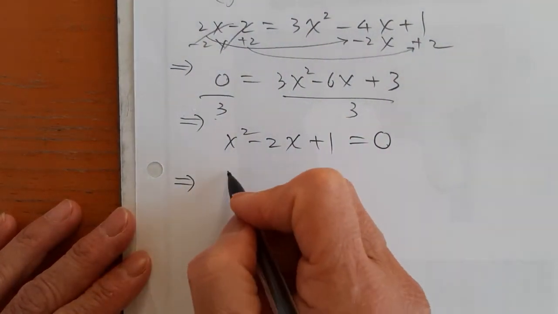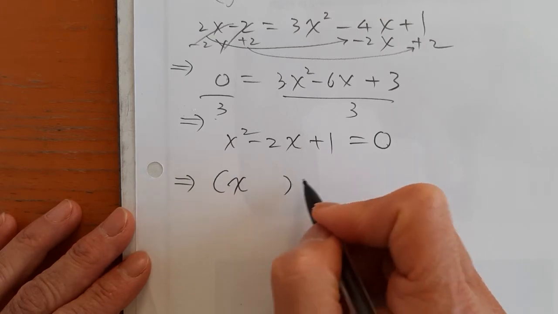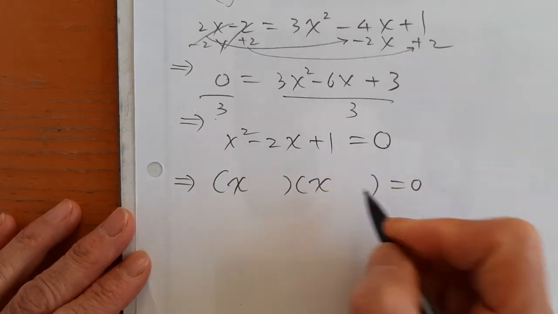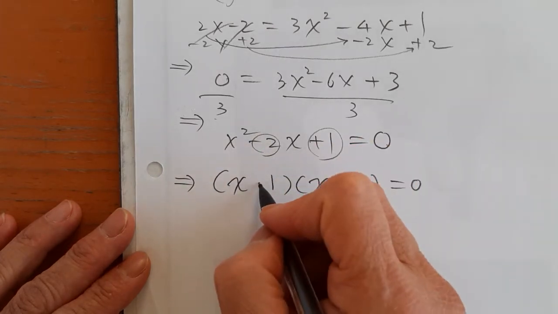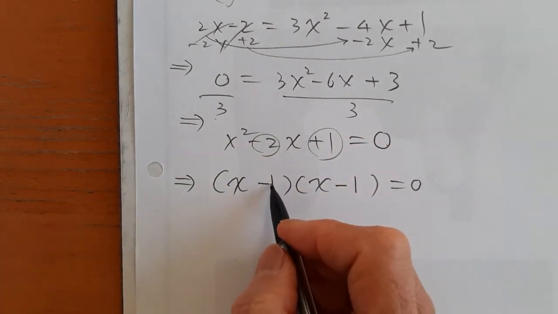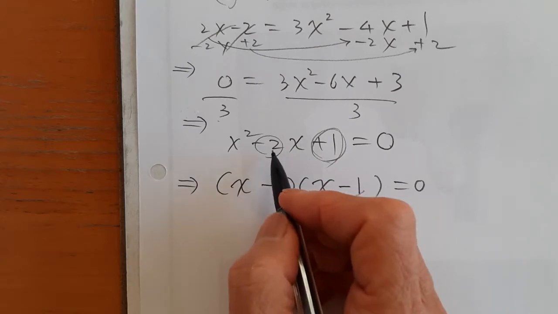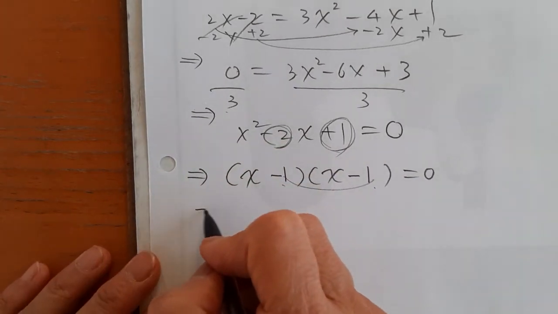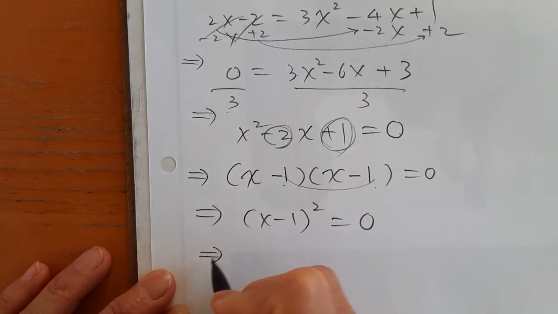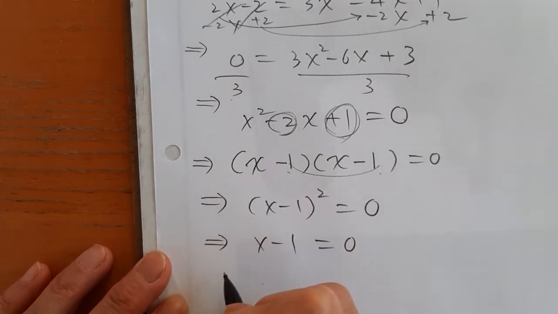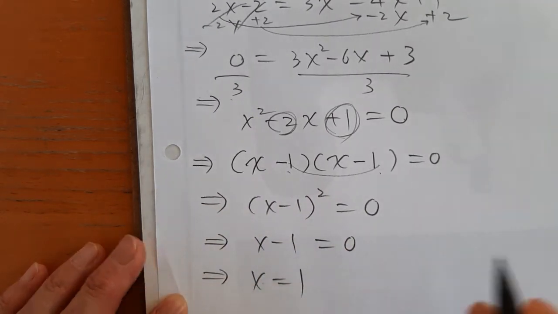Then factor it. So you need to find 2 numbers that multiply together to positive 1, but add together to -2. So only -1: multiplied together is positive 1, and -1 plus -1 is -2. So therefore, this is x minus 1 squared equals 0. So therefore, x minus 1 equals 0. So x equals 1.